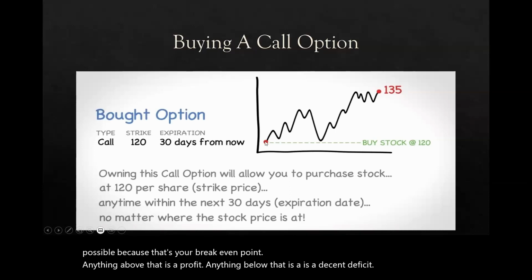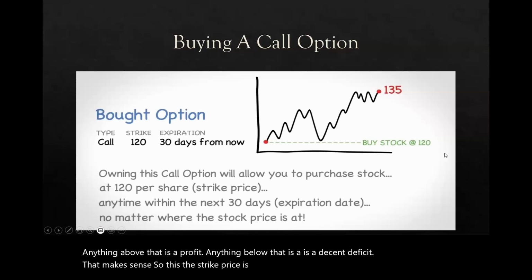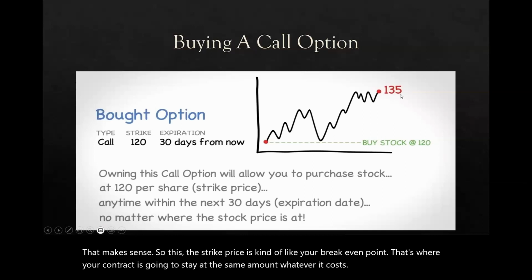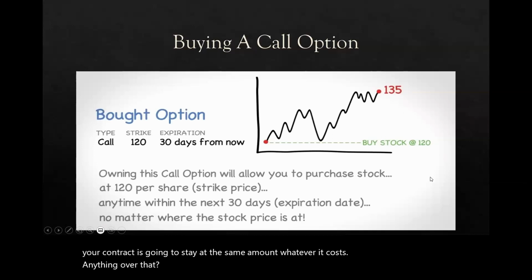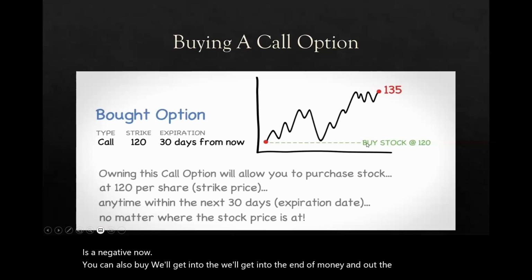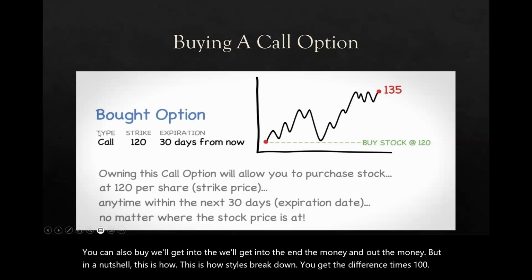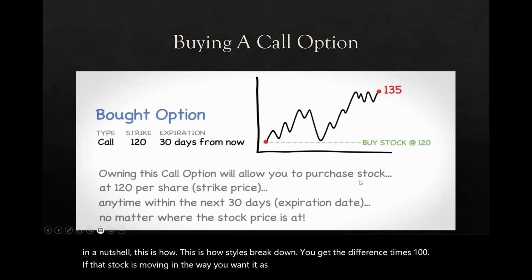That makes sense. So the strike price is kind of like your break-even point. That's where your contract is going to stay the same amount, whatever it costs. Anything over that is a profit. Anything under that is a negative. Now, you can also buy. We'll get into the in the money and out of the money, but in a nutshell, this is how stocks break down. You get the difference times 100 if that stock is moving the way you want it as a call option.